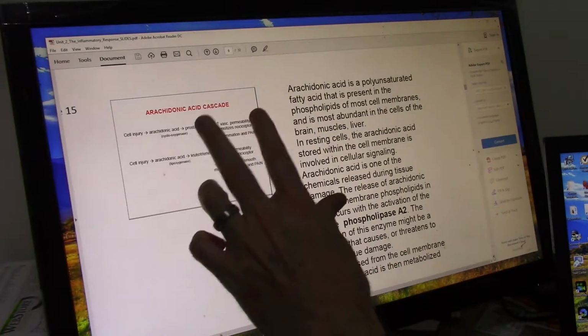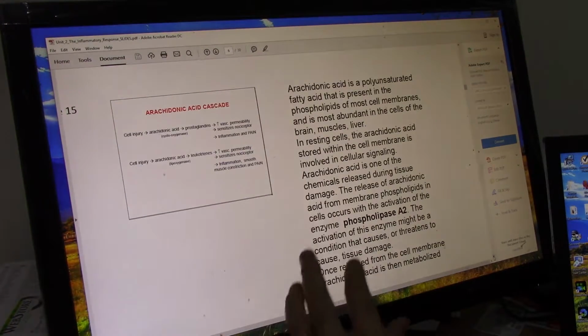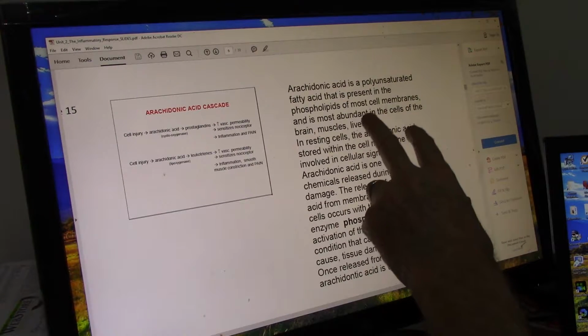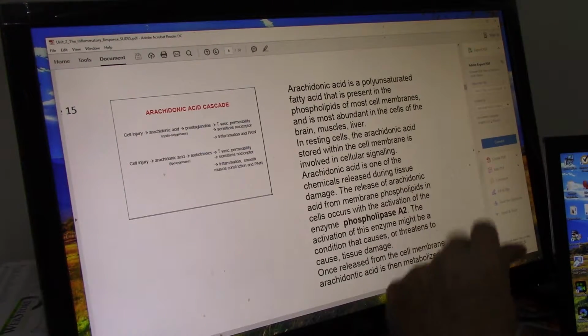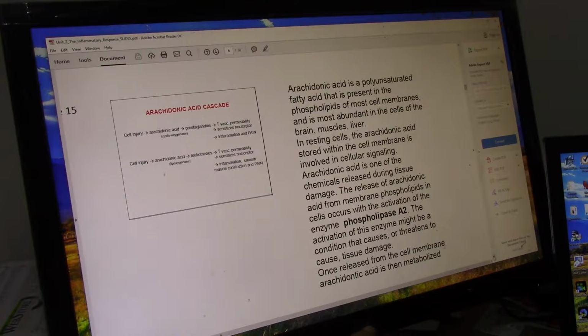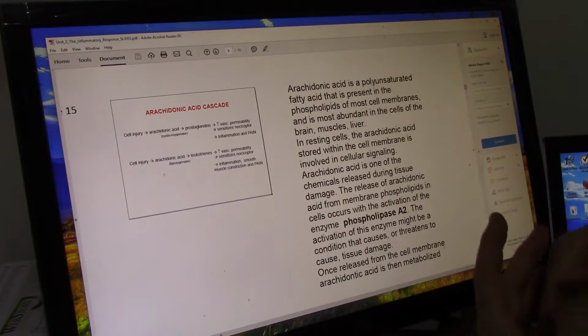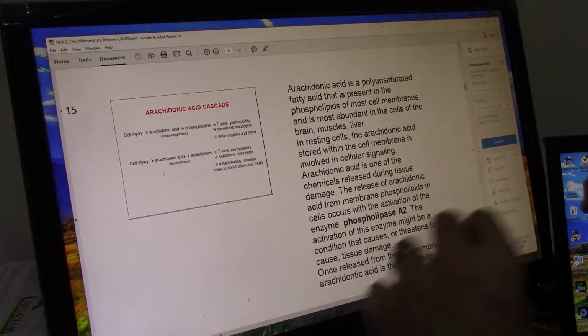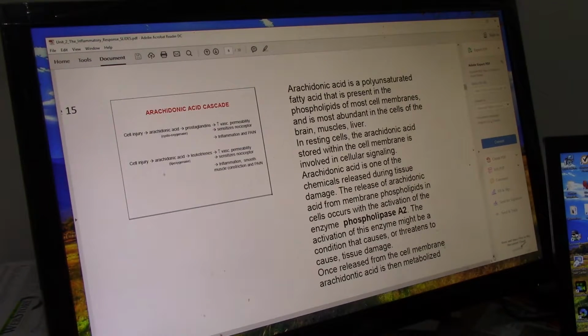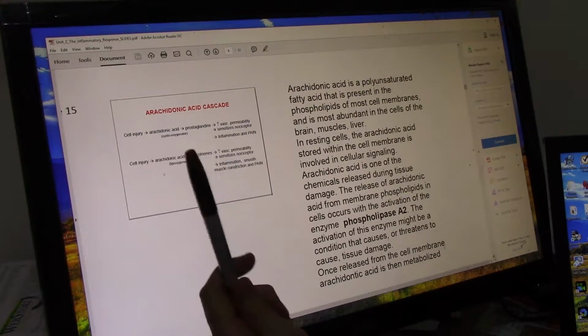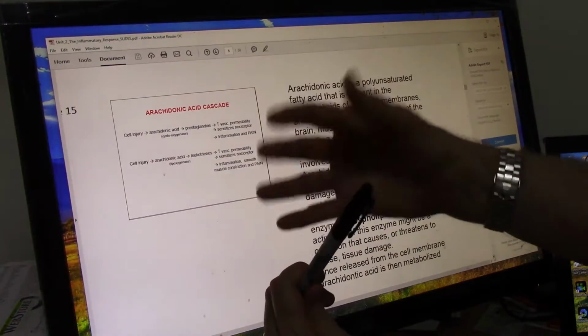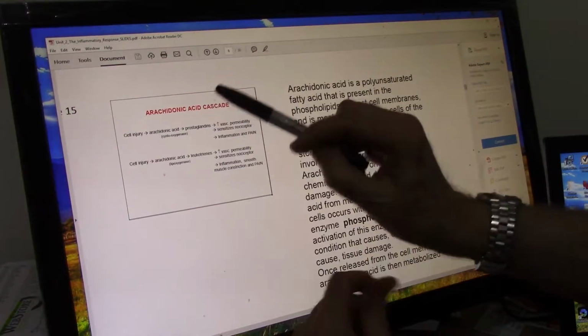Now, arachidonic acid is a fatty acid that is in the phospholipids of most cell membranes, and it is released during tissue damage. That's important. So we've damaged that tissue. So in the endothelial tissue cells and in the mast cells and basophils, we have this arachidonic acid. And basically, arachidonic acid is going to spill out, and there are two enzymes.